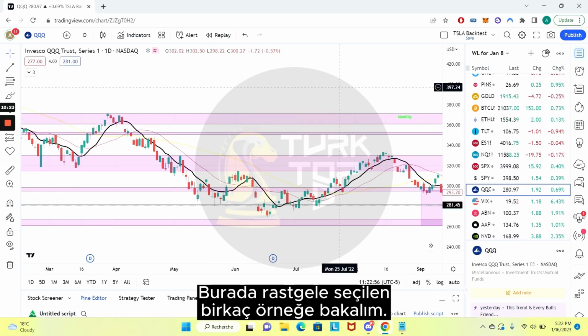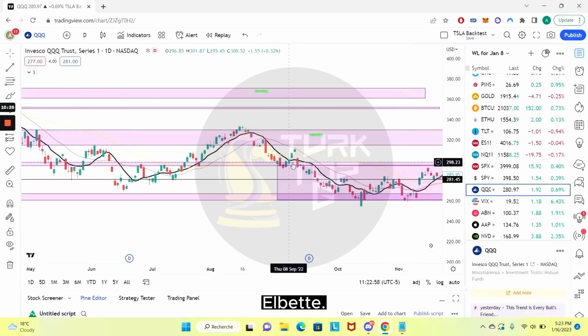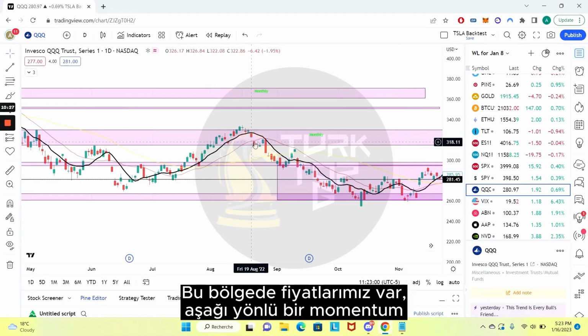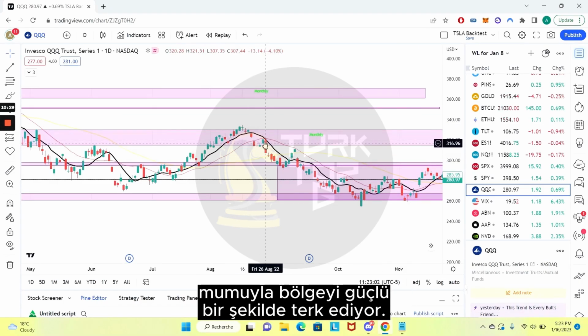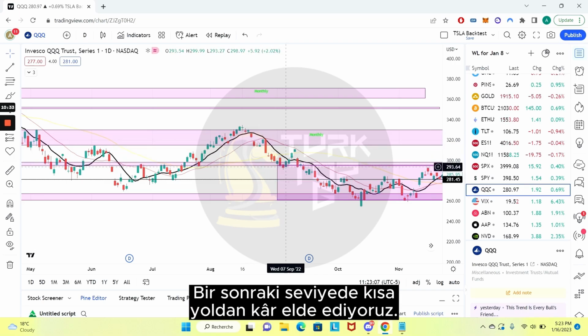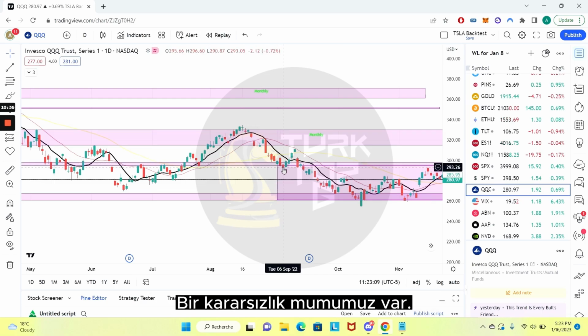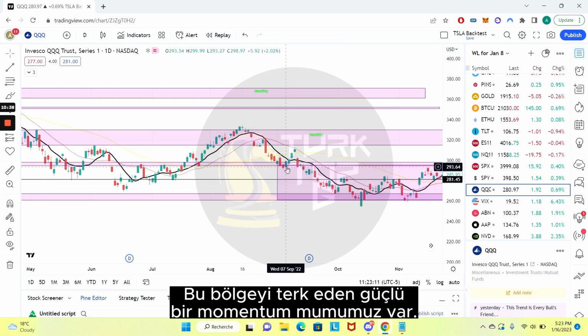Let's look at some more examples, randomly pick here. All right. We have prices at this zone. It leaves the zone strongly with a momentum candle downwards. We get short, take profits at the next level. Let's see what price does here. We have an indecision candle. We have a strong momentum candle, which leaves this zone.